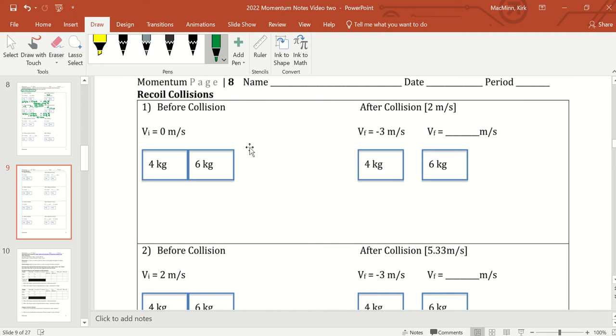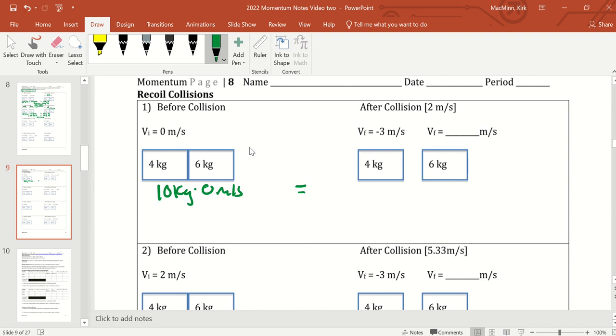So let's take a look at this. This is a recoil collision. We're starting together, ending separate. So we have a 4 kilogram mass and a 6 kilogram mass that are together. So initially they're acting as one 10 kilogram mass traveling at 0 meters per second.